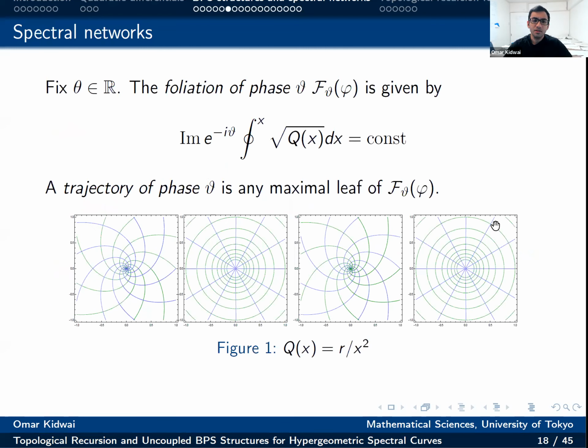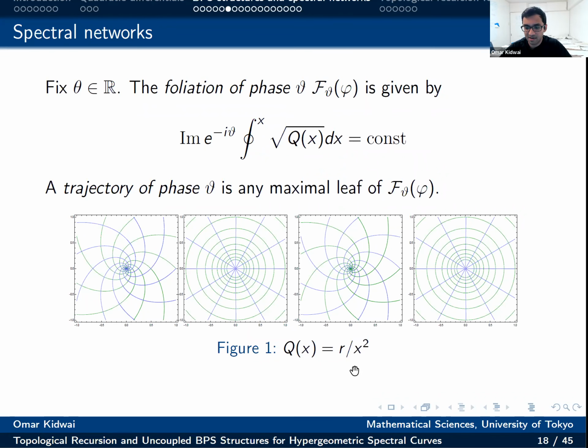Okay, so sorry, this should be a curly theta. Fix a curly theta, just a real number, and then I can define the foliation of that phase, which is just the level curves of this integral rotated. So the imaginary part of this thing should be constant, and I'll call a trajectory of phase theta a maximal leaf. And so I can just plot these.